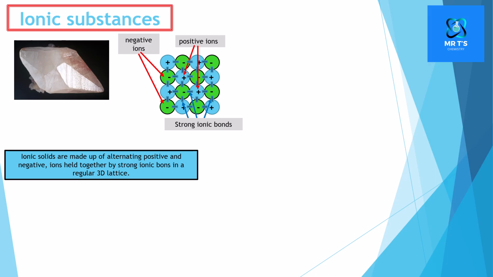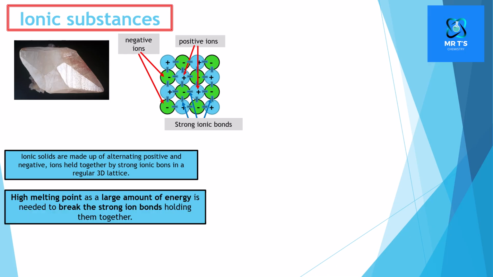Okay, let's have a look at ionic substances. Ionic substances are basically a 3D lattice of alternating positive and negative charges. Now, that's true for ionic solids that have a 1-to-1 ratio. For a 1-to-2 ratio, it's a bit more complicated how they're arranged, but we don't need to go into that detail. So we're going to have negative and positive ions, that are cations and anions, and strong ionic bonds between them. Remember, strong ionic bonds are just strong electrostatic attractions. They have high melting points because we need, again, a large amount of energy to break the strong ionic bonds between them.